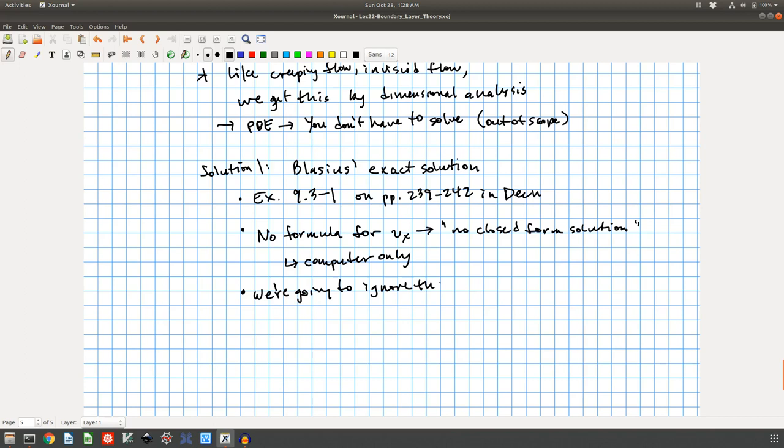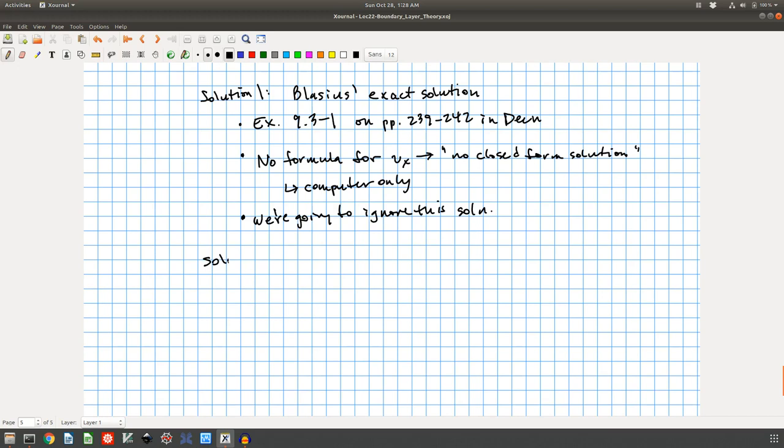It's great, but we're just not going to spend our time doing the numerical stuff on Python. Okay, so solution two. This is this guy's name that's really hard to say, really hard to write. Von Karman, that one's not so bad. Von Karman. And another gentleman, Pohlhausen. Okay, they have an approximate solution.